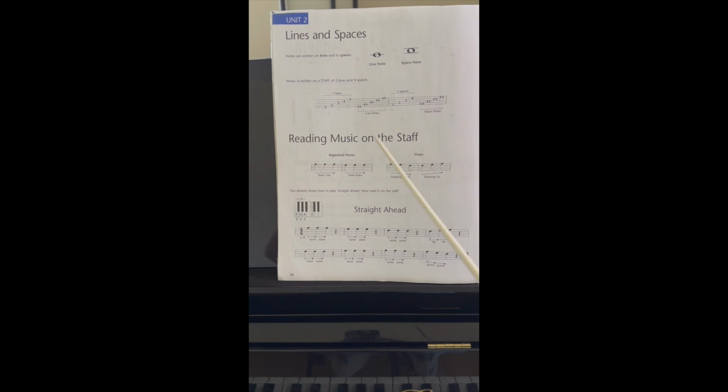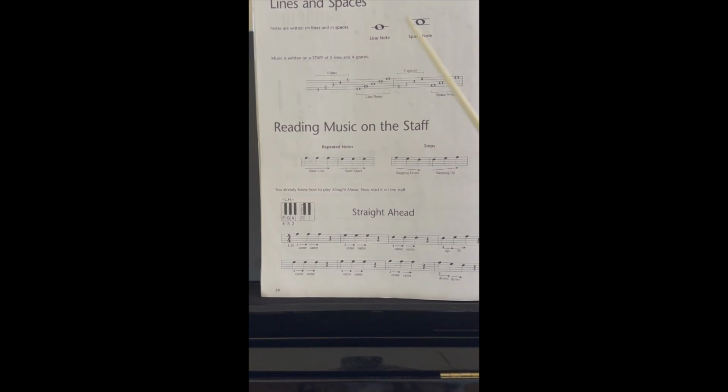When we read music, we're going to have lines and we're going to have spaces. So the note can fall on the line or it falls on the space. Now, I can have repeated notes, on the line or on the space. Notes can go down and notes can go up. So that's the basic of it.